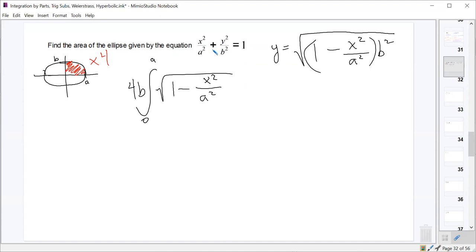Yeah, it should. It seems like it should. All right, so let's see if we can do this then. 1 minus x squared over a squared looks kind of annoying. Could I simplify that down a bit?